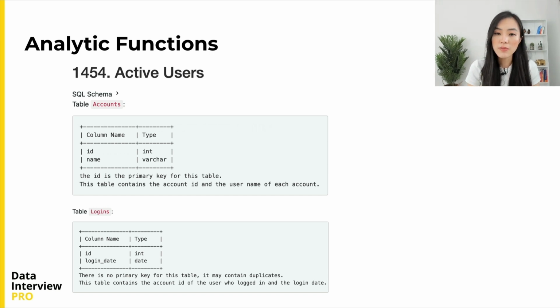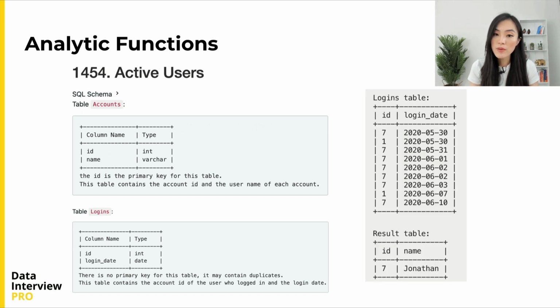We're given 2 tables. One table is called accounts, which contains the ID and name of a user. The other table is called logins, which contains ID and the login date. Each time a user logs in, there will be a record in this table. The problem is to find out active users, which is defined as users who log in 5 or more consecutive days. For the purpose of this example, we assume a user only logs in at most once per day. That is, there's at most 1 record of each user on each day in the table.